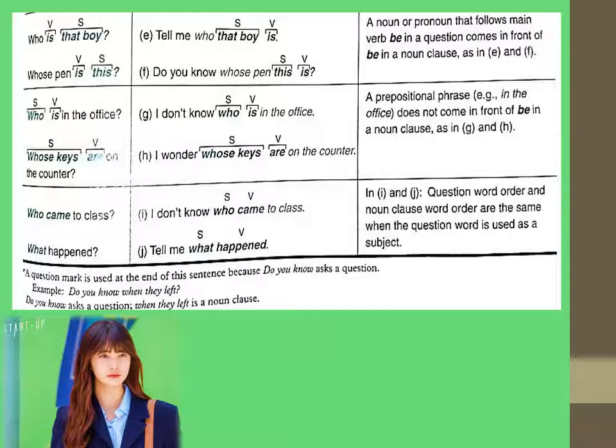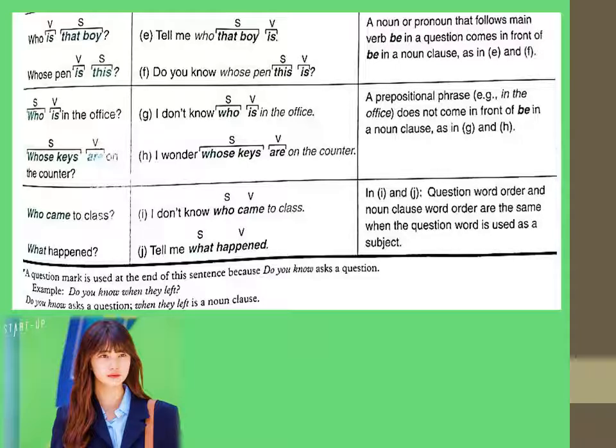Okay, now example F. Whose pen is this? In this question, the verb is comes before the pronoun this. But in F, do you know whose pen this is? The pronoun comes first and then the to be, is.